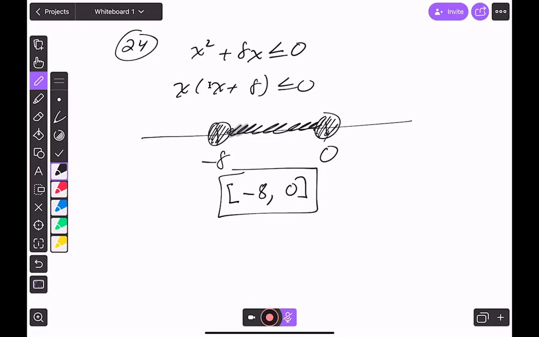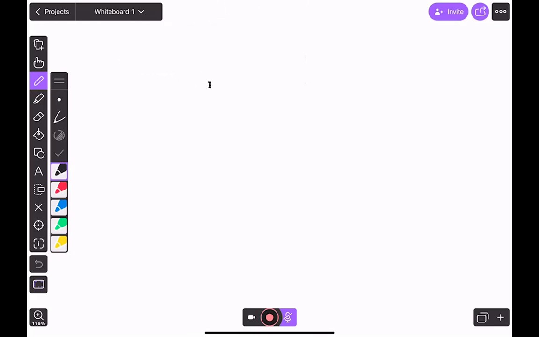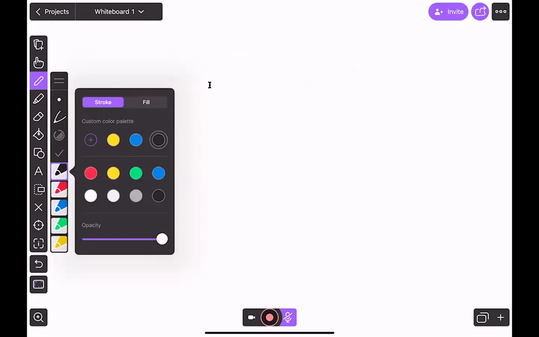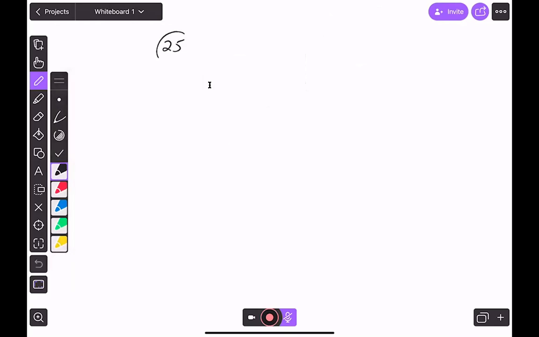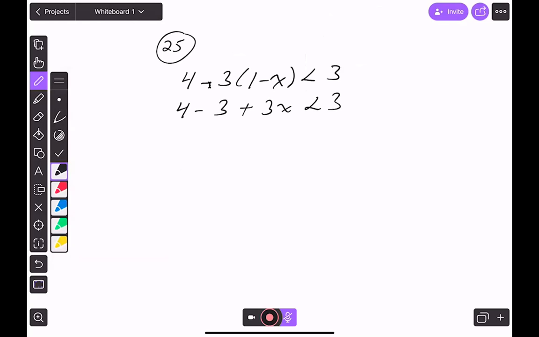All right, let's go to 25. And I'll put 25 down for you. Again, it's a long problem set for some students, but again, the more time and effort you put in, the easier these become. 4 minus 3, 1 minus x. What do you get here? 4 minus 3 plus 3x. It's a linear inequality, by the way.